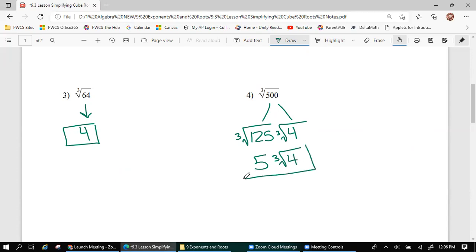Don't get these confused with square roots. They're different. Square roots are what number am I multiplying twice? Cube roots, what number am I multiplying 3 times? And so we know the square root of 4 is 2, but the cube root of 4 is not. It's not a perfect cube, so we just leave it like that. That's as simple as we can make it. We're done.